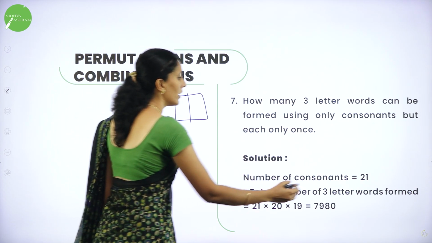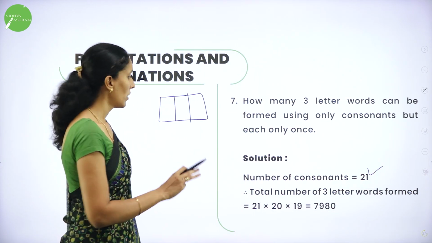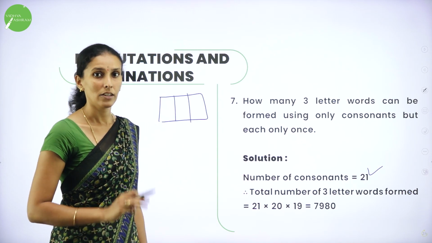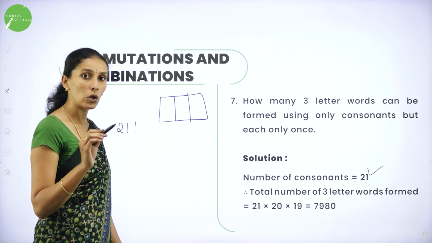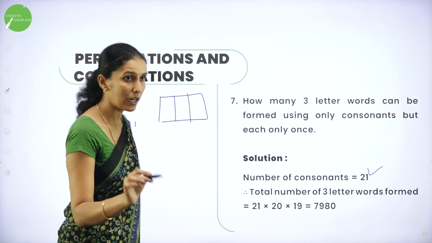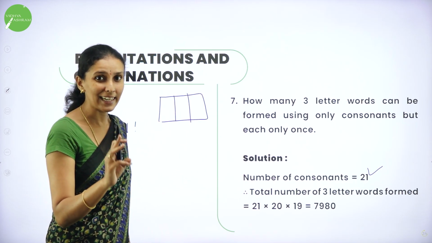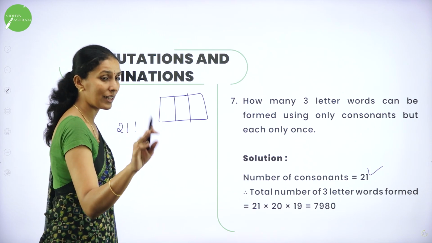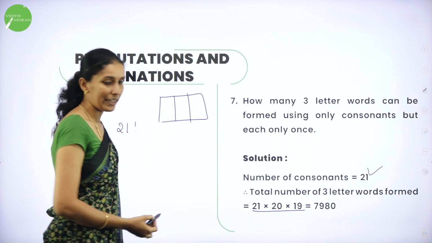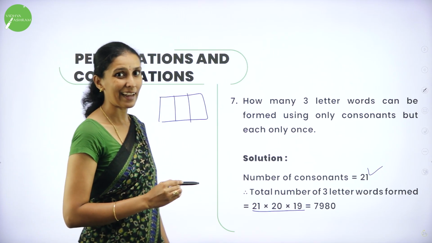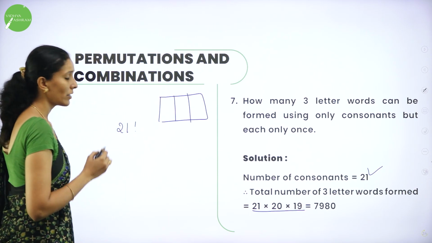So we have 21 consonants. How many letters do we have to choose? We have to choose 3 letters. N factorial is nothing but 21 factorial, but we only need arrangements of 3 letters. Therefore, you have to choose only the first 3 factors of 21 factorial, that is 21 into 20 into 19, which is 7,980. So either you can use this form, or you can use the formula.